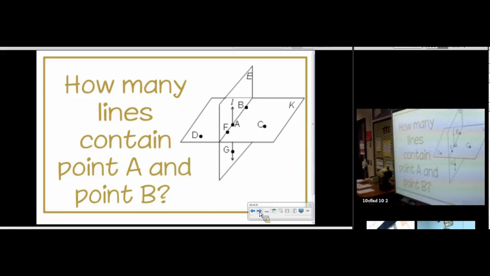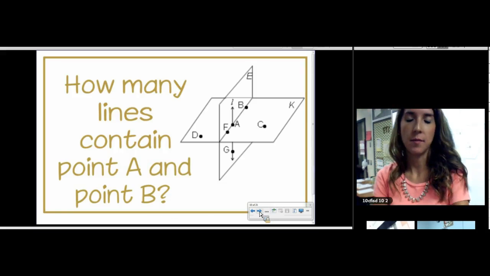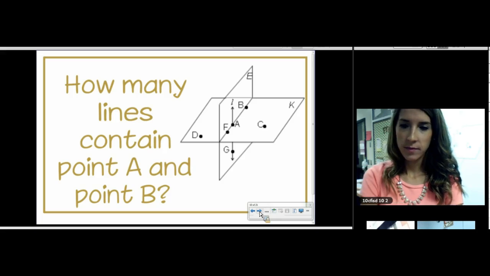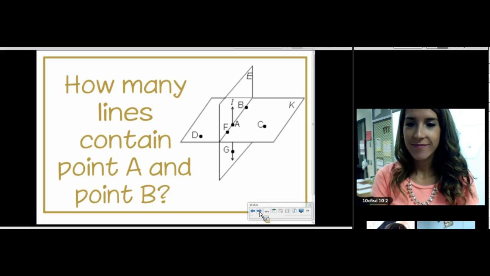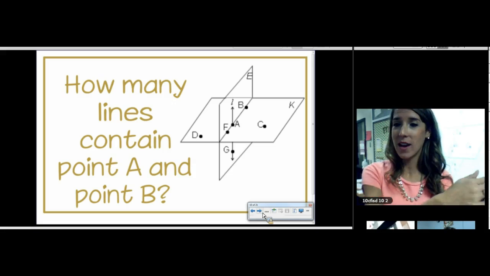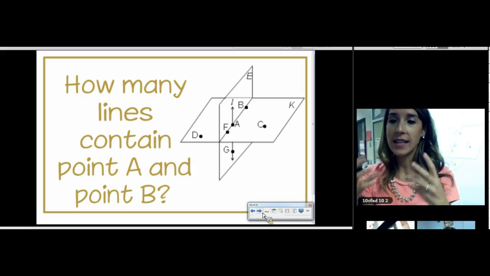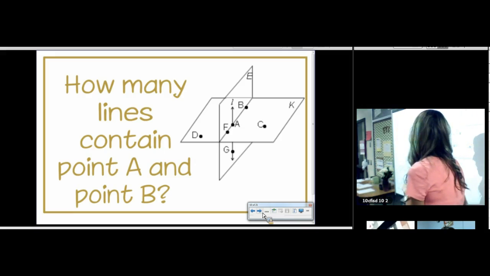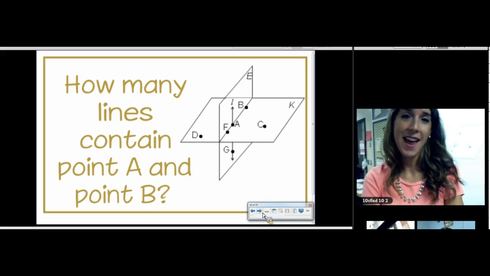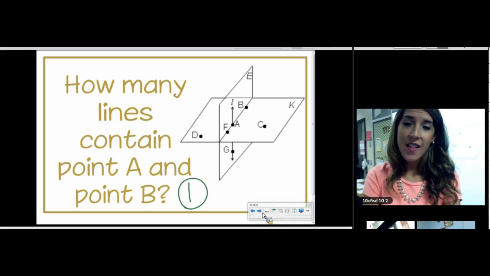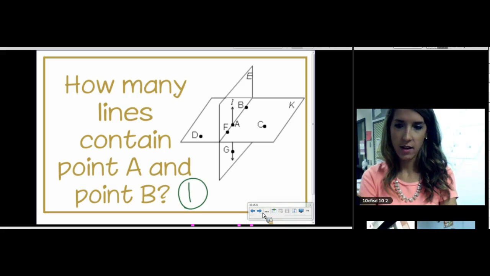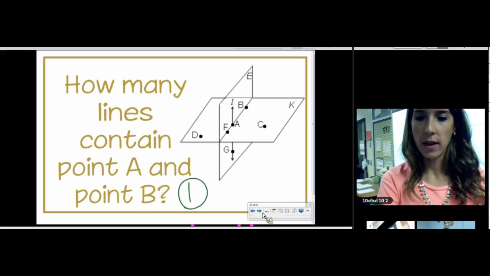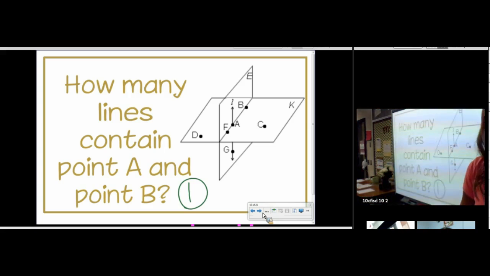How many lines contain point A and point B? When I change it from 1 point to 2 points, how many lines contain point A and point B? The answer is 1. Because one of our postulates says through any 2 points, there's exactly 1 line. So the answer is 1 to this one right here. Name that line. Let's name it.